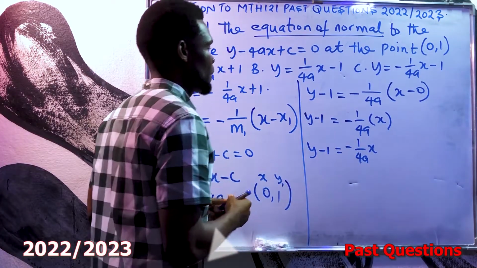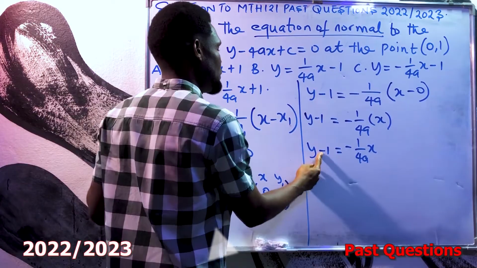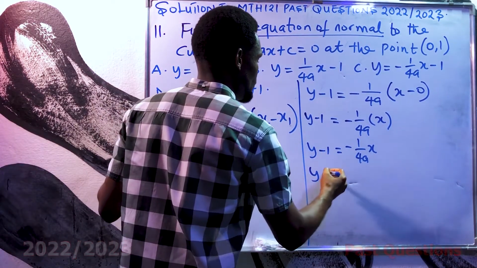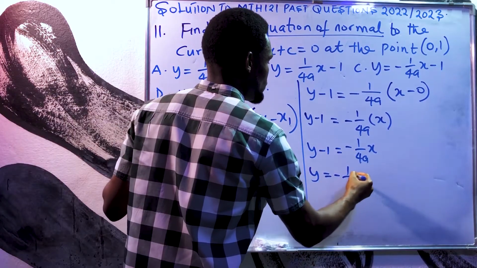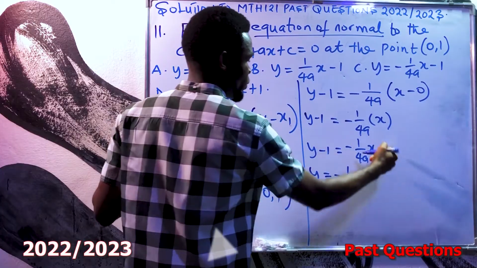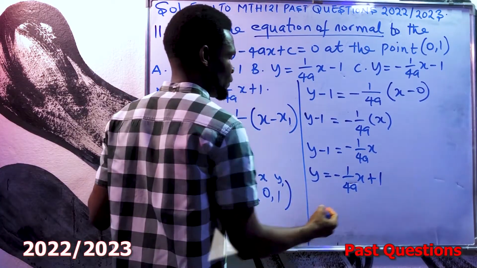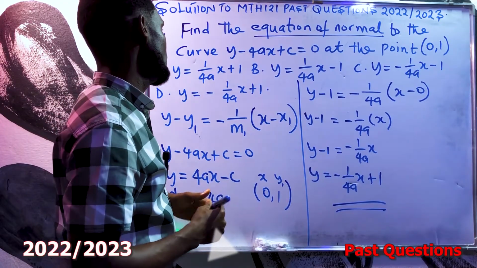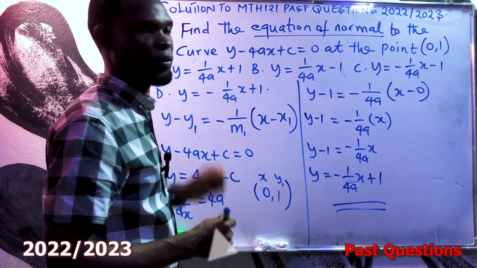We're done with that. The next thing is just to move this minus 1 to the right-hand side to get plus 1. So y equals minus x over 4a, plus 1. The minus 1 crosses over and becomes plus 1. So this is the equation of normal to this particular curve.